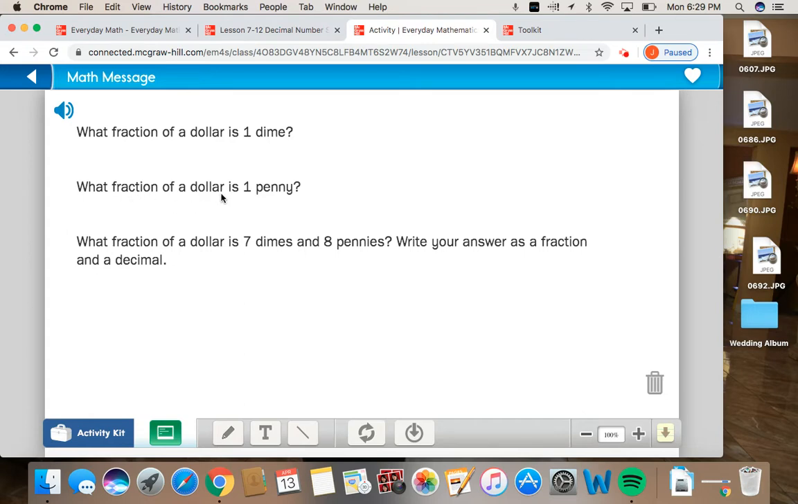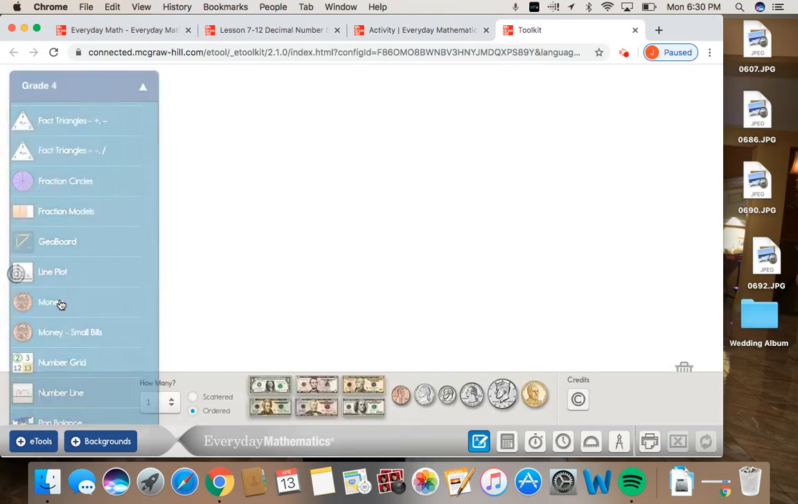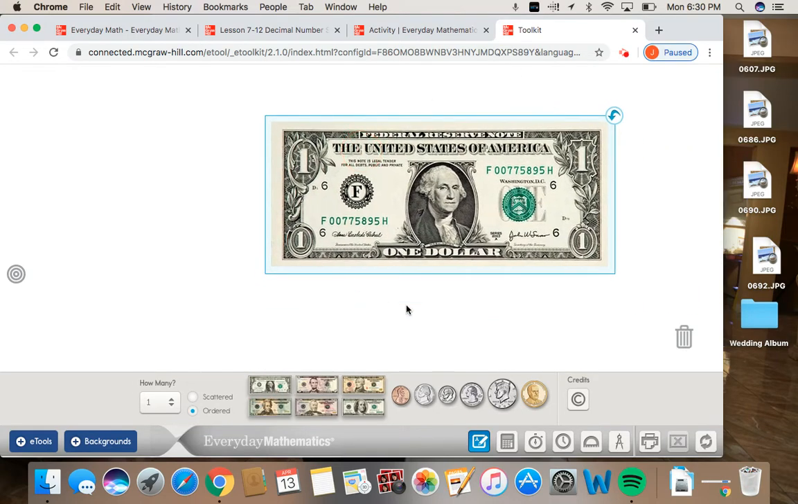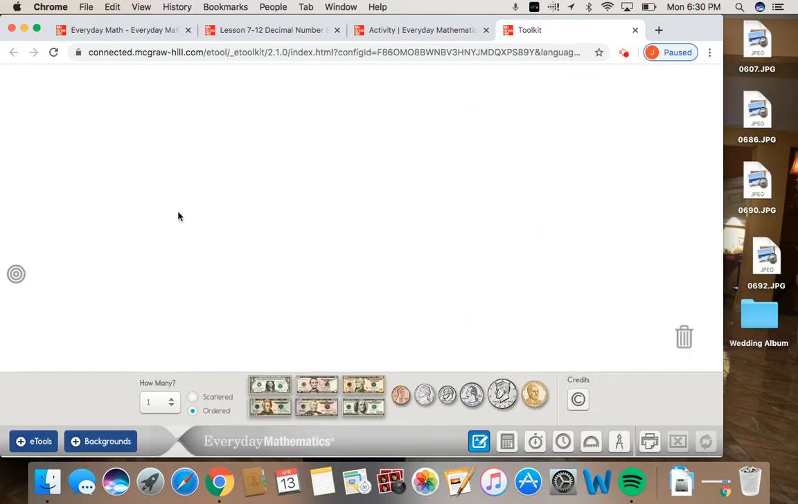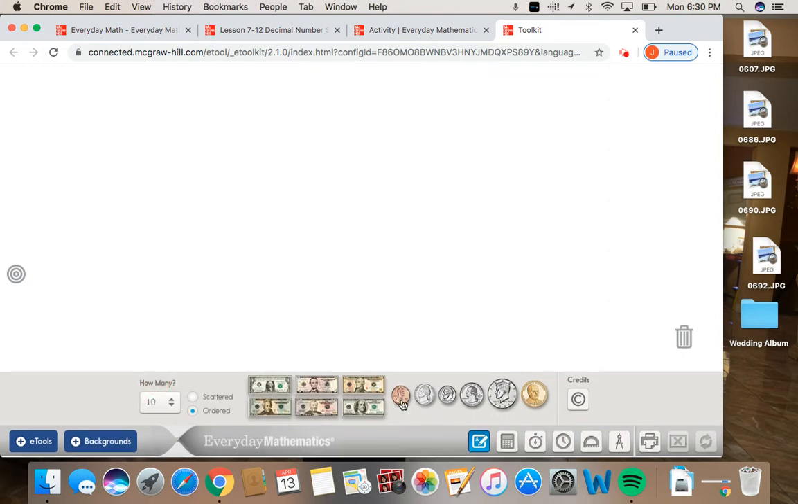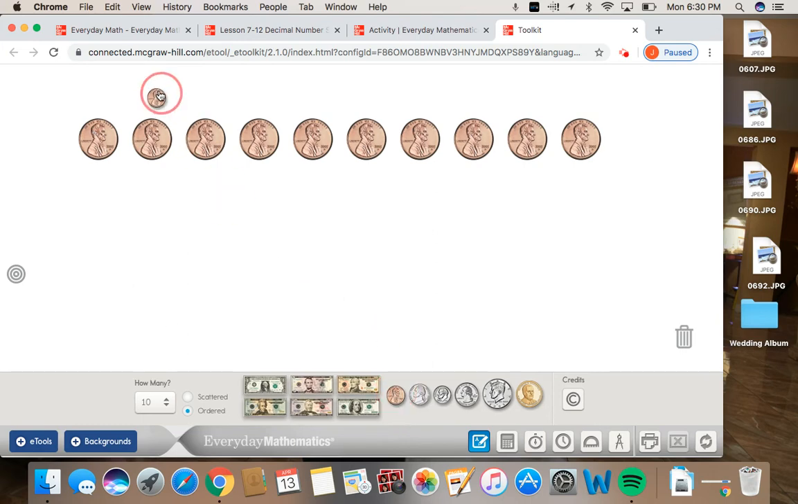What fraction of a dollar is 1 penny? So I'm going to go back to my toolkit. I want to bring up my money again. And here's my dollar. So I want to focus on my dollar and think about how many pennies are in a dollar. And I'm going to move that out of the way because I'm going to need my whole screen for this one. So did you see there's 100 pennies in a dollar? Well, I can't click on 100 down here. It won't let me go that high, but I can click on 10. So how many groups of 10 will I need to make 100? Did you say 10? So let's do it.